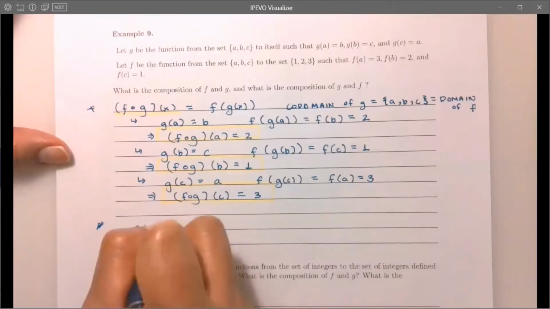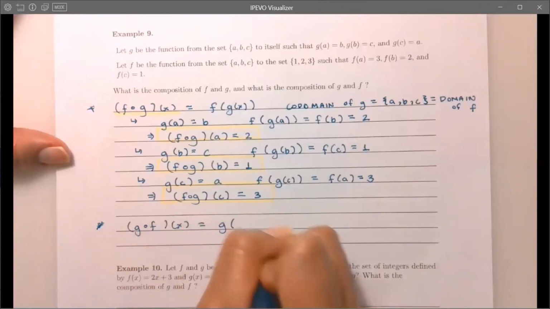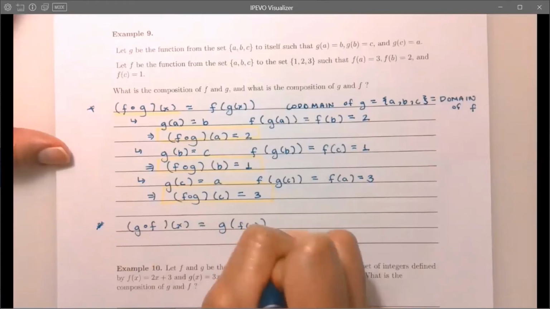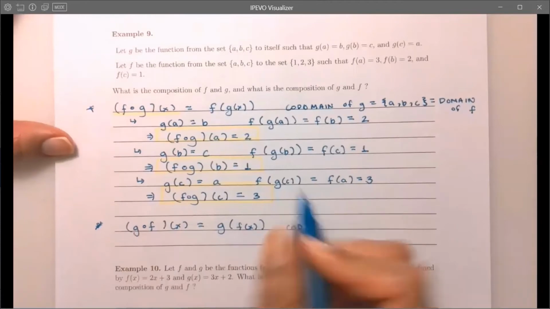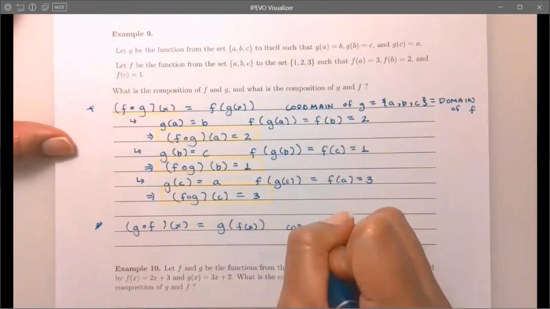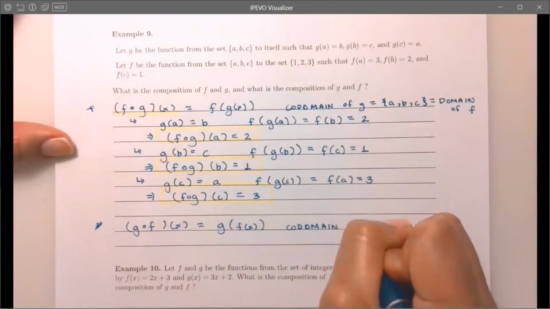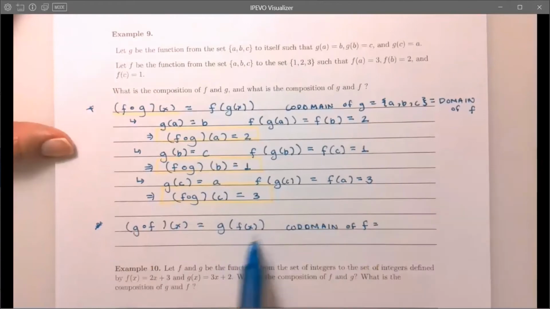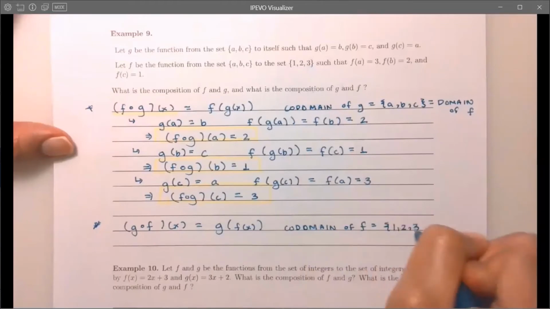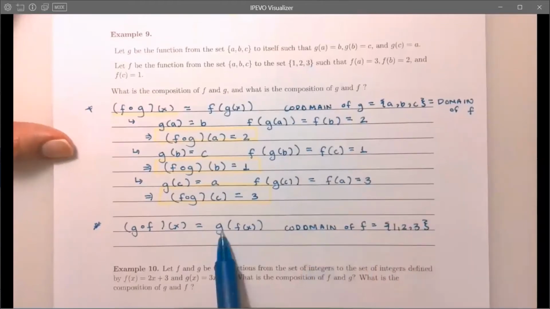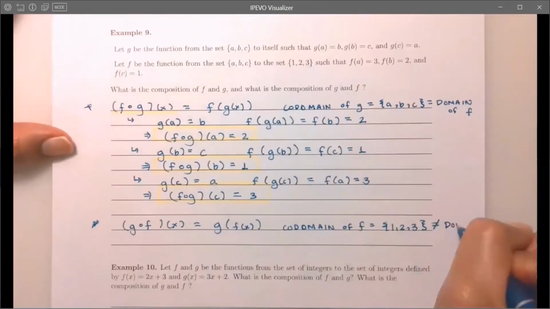Let's try taking the composition of g with f. So we're looking now at g of f of x. So that means g is the outer function, f is the inner function. Now, before we continue, let's look at the codomain of f, because now we want to make sure that the output of f is part of the domain of g. So the codomain of f is the set 1, 2, 3. And the domain of g is the set of elements A, B, C. Okay, so they are not equal.